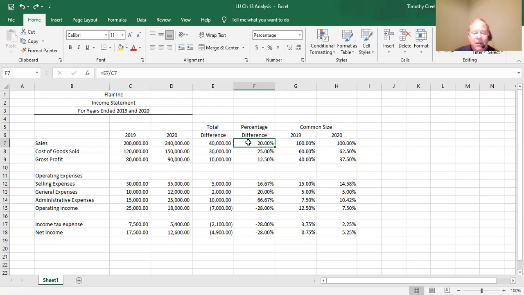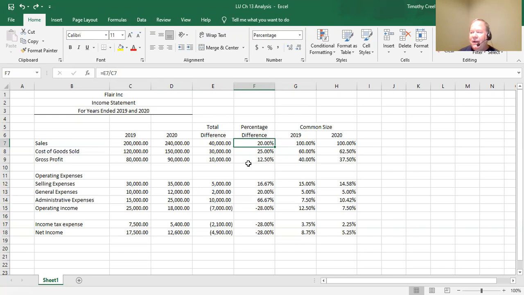How did things change? Basically, how I did the percentage difference was I took the total difference and divided it by the initial year. So what you see here is that sales increased by 20%, $40,000 or 20% from 2019 to 2020. And so this is horizontal analysis, looking at 2 years or multiple years, even up to 5 years, and looking at the difference from a dollar value standpoint and a difference from a percentage standpoint.